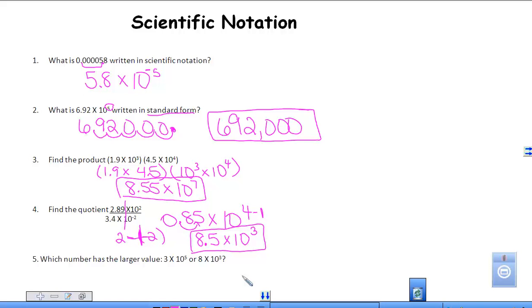The last question is asking me which number has a larger value. So without actually writing it out in standard form, I can look at the exponents. I have 10 to the 5th power and 10 to the 3rd power. 5 is larger than 3, so 3 times 10 to the 5th power would be my larger value.